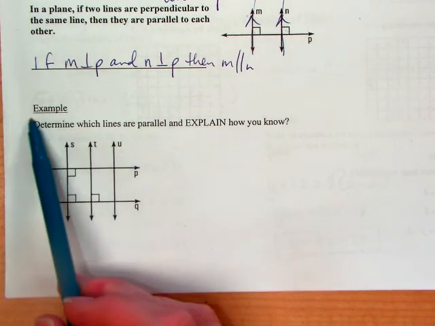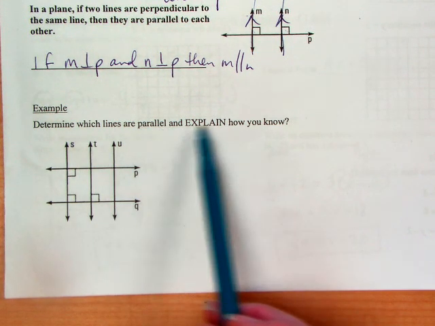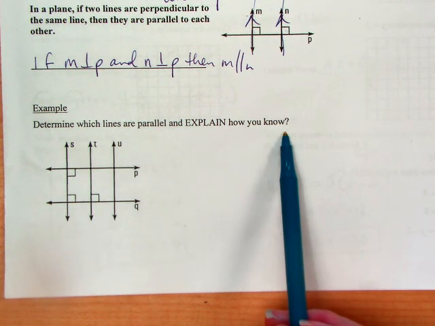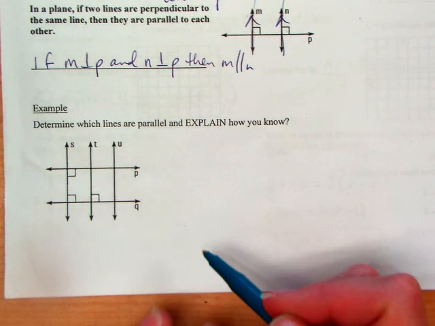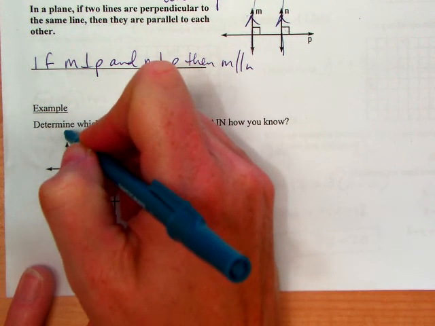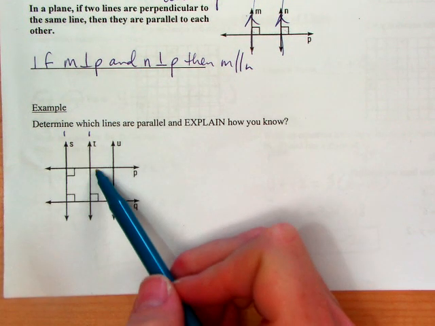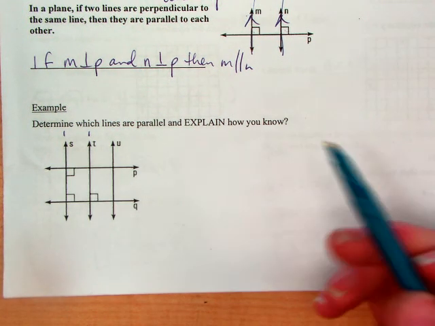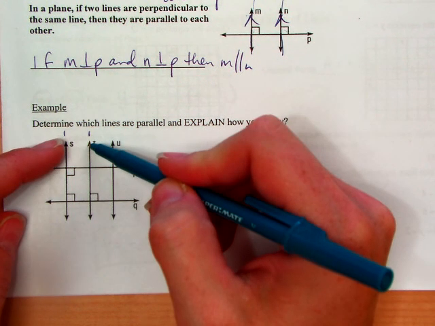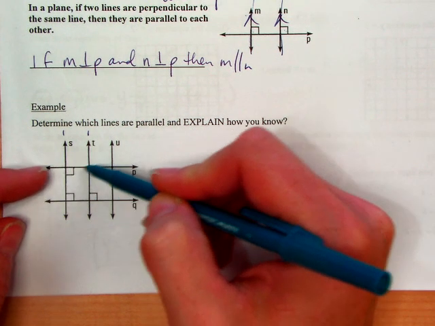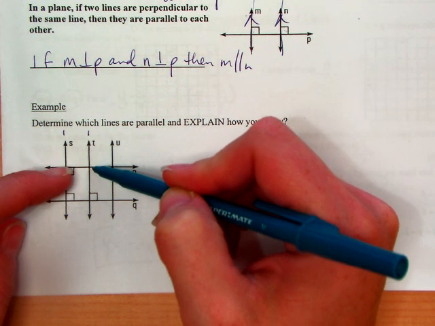This is the hardest question you do in this section, is determining which lines are parallel and explain how you know. When you're doing that, you want to pick 2 lines and talk about them. So we'll start with S and T first. And we'll just talk about these 2 lines and we'll see if we can determine if they are parallel. So S and T. So what I'm looking for is something that touches both of them. So this would be a line. P touches both of them. But there aren't 2 angles that I can talk about. So I'm going to keep going.